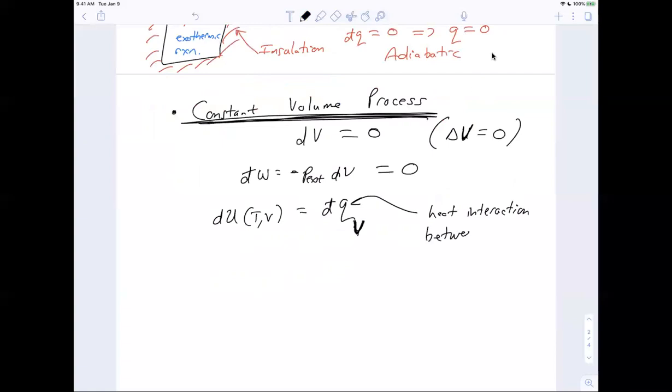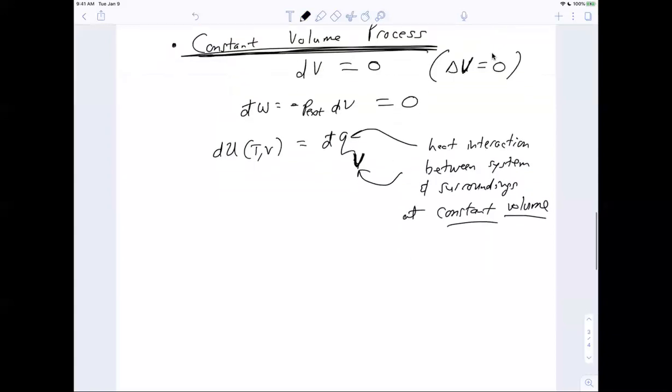between system and surroundings at constant volume. Okay, so that's what that means. And we know that Q, since it's a path-dependent function, we can have heat interactions at constant volume or constant pressure. In this case, we have explicitly said that it's constant volume. So we indicate this by dq sub v.